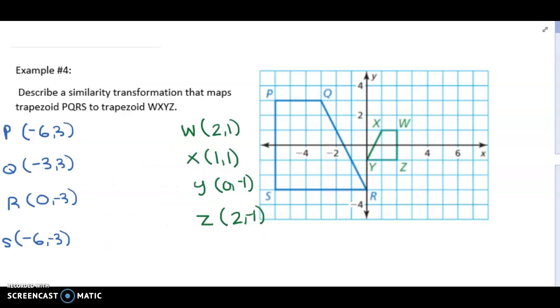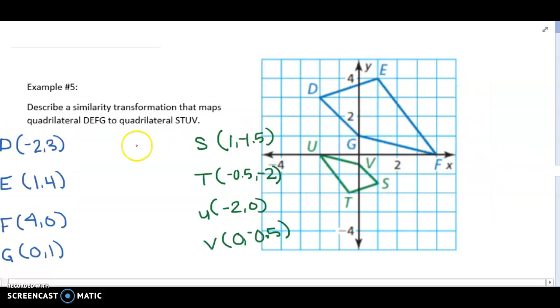Before we look at examples 4 and 5, I want you to go through and write the coordinates of PQRS. We're starting with PQRS, so just grab them straight from the coordinate grid where it's already plotted. Then do the same thing with the other figure, WXYZ. Make sure you go in order and get that just from the graph. Then also do that for DEFG and STUV. Make sure to put a space in the middle because each of these has more than one transformation that we're going to do. Do that real quick and then we'll go over them.